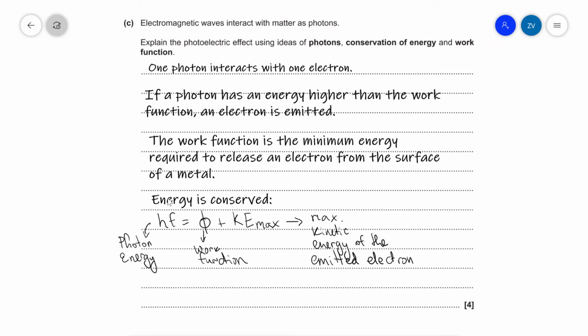During that interaction, energy is conserved. The photon energy is equal to the work function plus the maximum kinetic energy of the emitted electron.